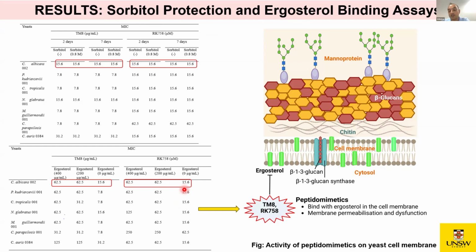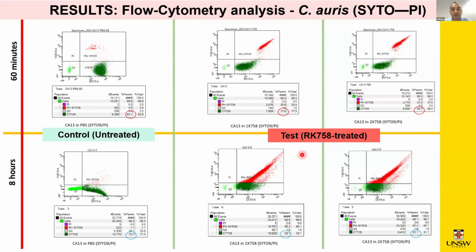And ergosterol is present in the cell membrane of fungi. Here we can see that both of these compounds have an affinity to ergosterol and bind to it, then they cause membrane permeabilization and dysfunction, and finally lysis of the cell. As both of these compounds show a similar mechanism of action, we took 758 forward for our further studies.